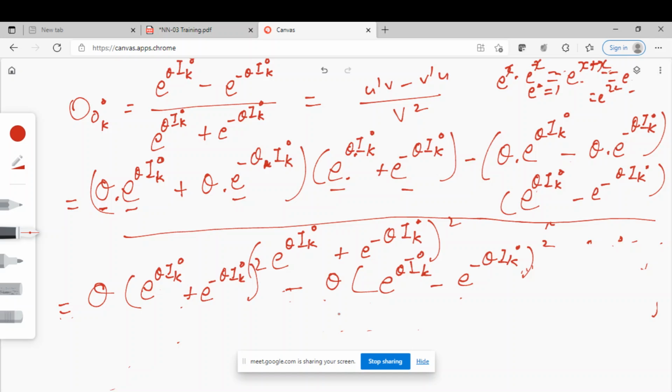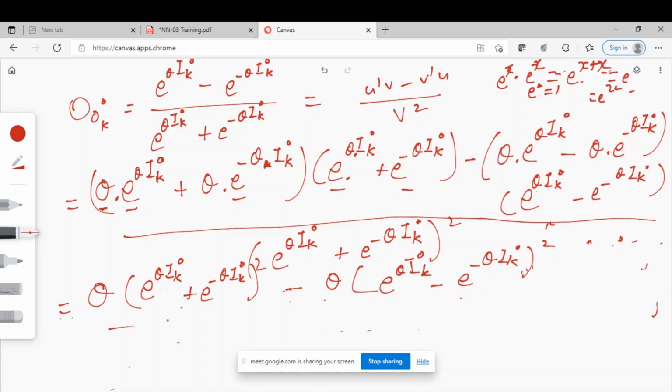Okay. This entire thing will be divided by this thing, (e^(θ·k0) + e^(−θ·k0)) whole square. Okay, right? Now this equation we can separate it out. This denominator is same, so we can separate it and write it as two parts. The first part will be this, the second part will be minus this. Are you getting? First part will be this, second part will be minus this.